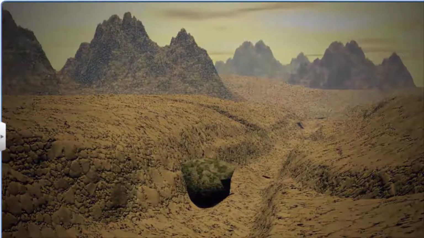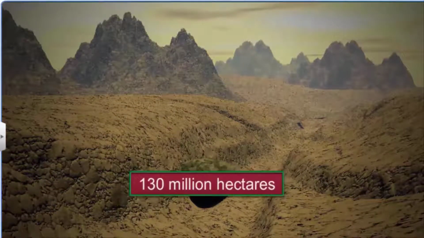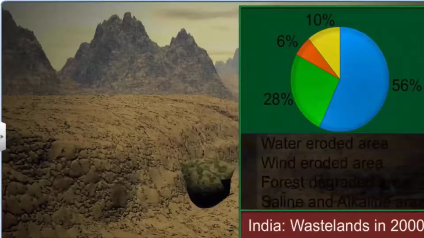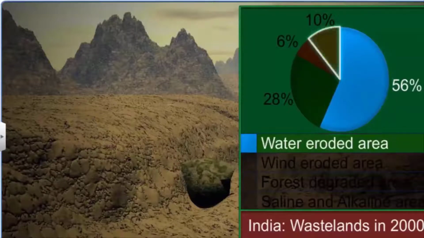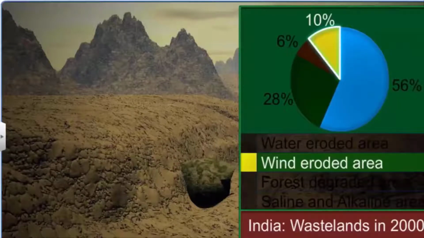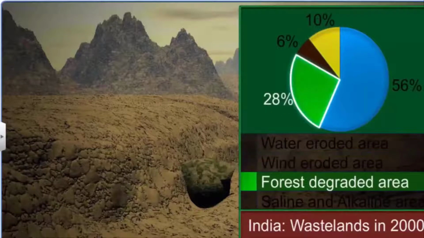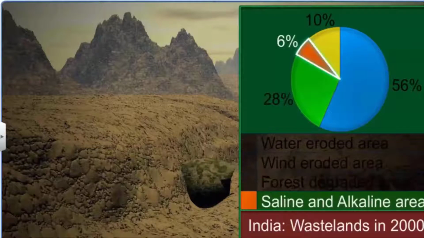We have about 130 million hectares of degraded land in India. To give you a sense of the size, it is roughly equal to 1/3 of the total area of our country. Out of this, 56% is water eroded area, 10% is wind eroded, 28% is forest degraded area, and 6% has saline and alkaline deposits.